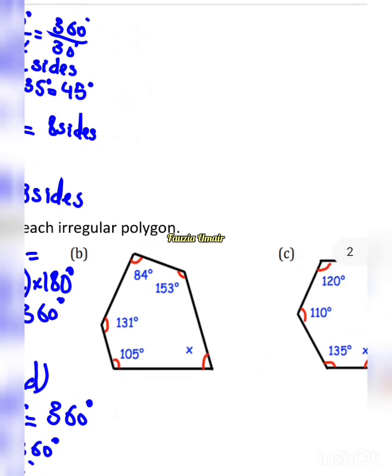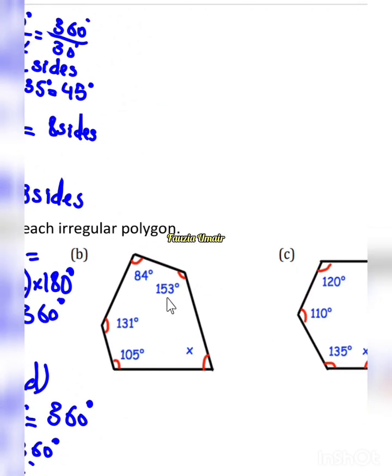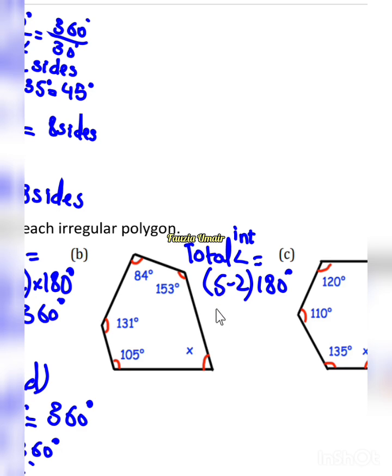This is a figure. So part B is basically a 5 corner shape. So the total interior angle would be 5 minus 2 into 180 degrees. I know it's a pentagon, and we have calculated a while ago that the pentagon interior angle sum is 540. So this is 540 degrees.